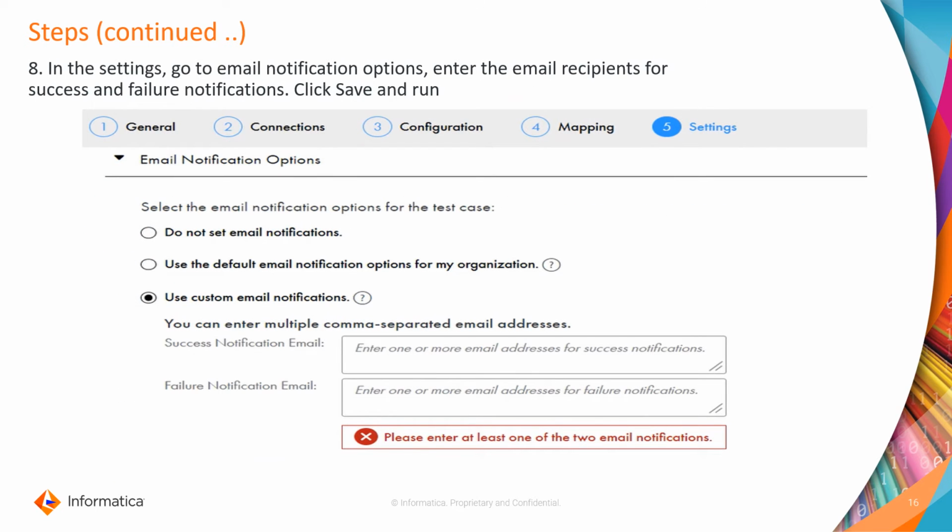Once you have it, you can save it. Also, you can set the notifications. If you scroll down, you will also get an email notification option, and there are three options. One is you do not want to send any notification after the execution of this test case. You can use the default organization settings which you have done at the secure agent level for the notification part, or you can do a custom notification where you can send it to individuals, or set the email IDs for a list of people separated by comma. If you use custom, at least one email address has to be provided here for success and failure notifications.